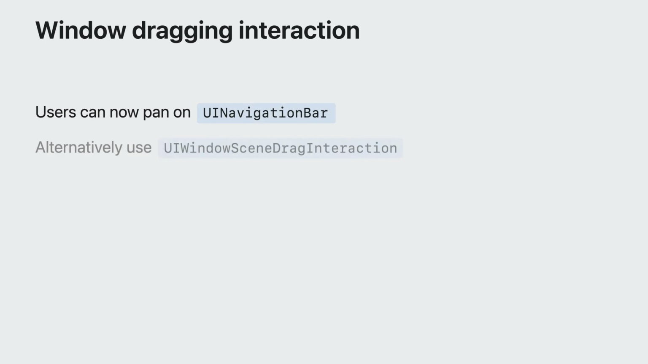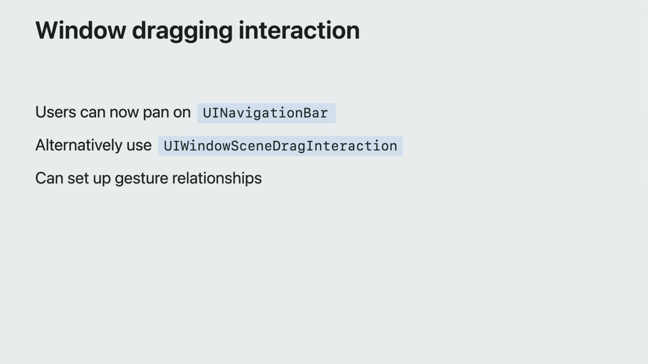gestures. If you're not using UI navigation bar as part of the UI in your app, you can adopt UI window scene drag interaction and add it to any view. You can also set up gesture relationships with other pan gestures in your app to make sure there aren't any conflicts. This also works with Mac Catalyst right out of the box.